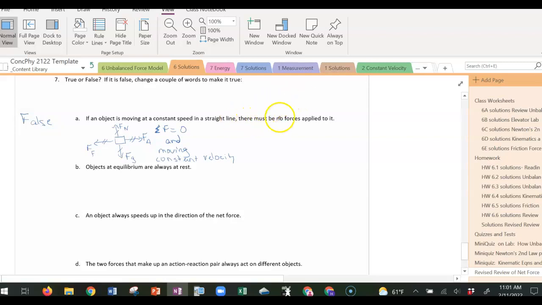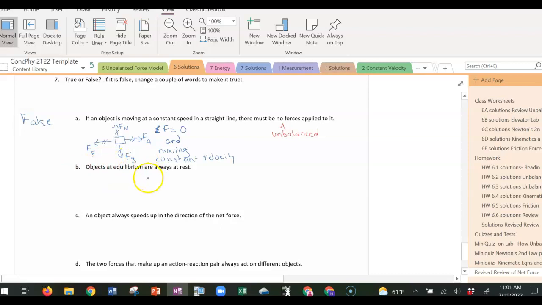Let's make a change to the statement here. It's not that there are no forces, it's that there are no unbalanced forces, right? There can be a lot of forces acting on the object as long as the net force in both the horizontal and vertical direction are zero. Okay, let's look at the next one.